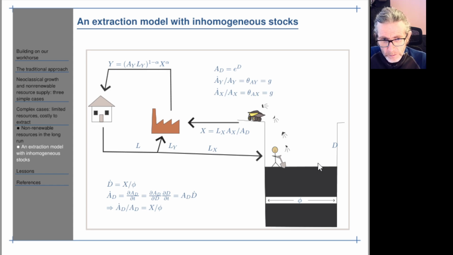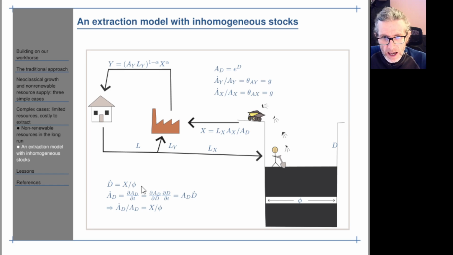We need to do a bit of math. So what's going on over here? So we've got d dot is x over phi. Phi is here sort of 2d, so that's the width. Effectively it's the surface area of this tube of resource. So d dot, the rate of increase of the depth, is the rate of extraction divided by the surface area. That's just like physics.